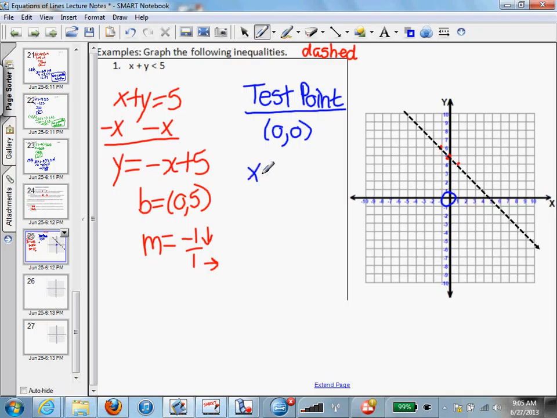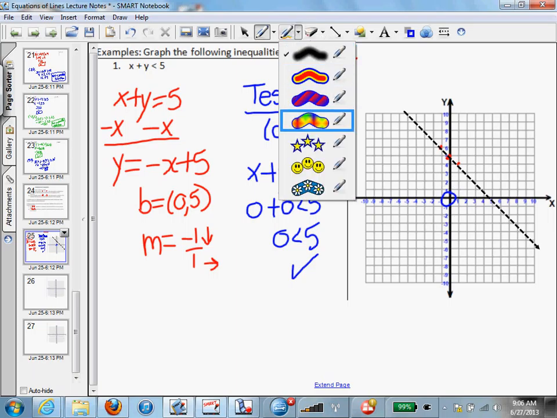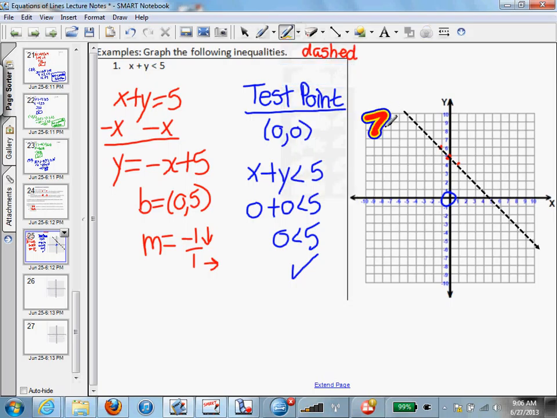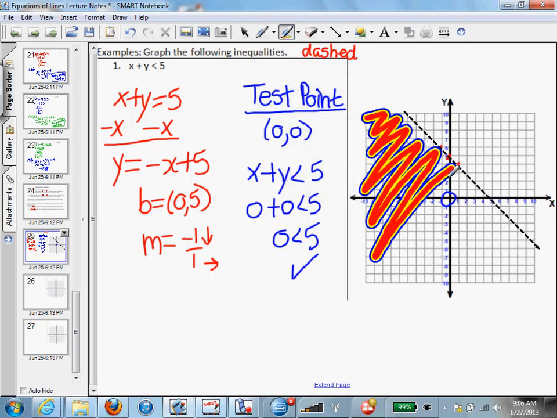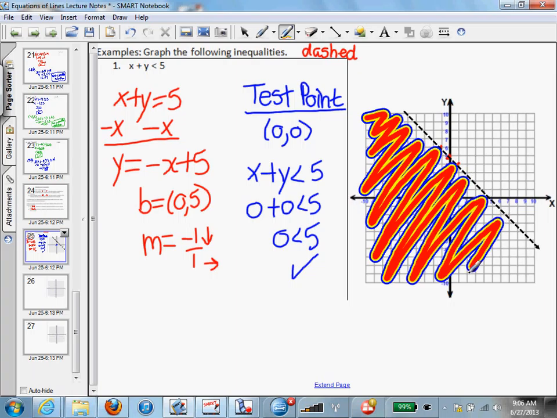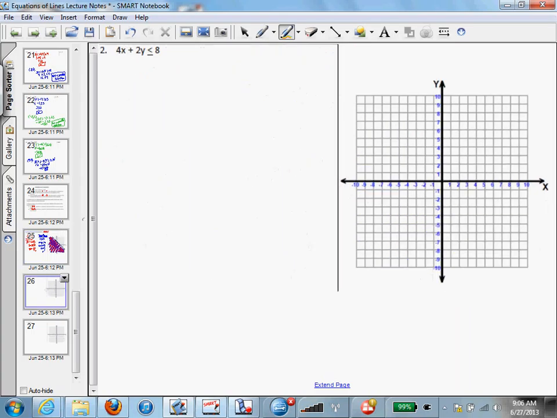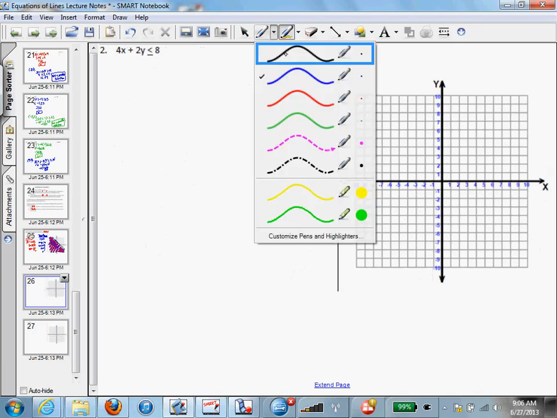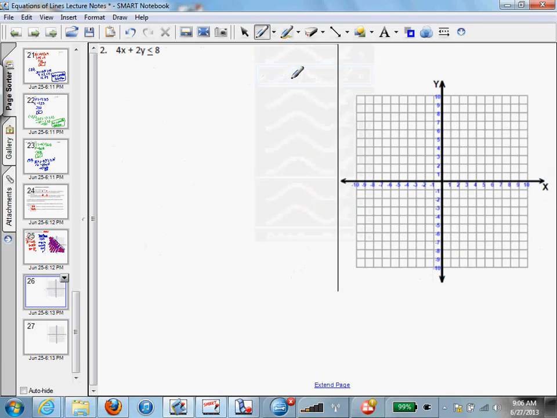If we take our inequality of x plus y is less than 5, and replace the x and the y with the coordinate pair, we get 0 plus 0 is less than 5, which gives us 0 is less than 5. Is that a true statement? That is a true statement, and it appears on this side of the graph, so we want to color everything on this side of the line. That means this side will yield solutions to the inequality.